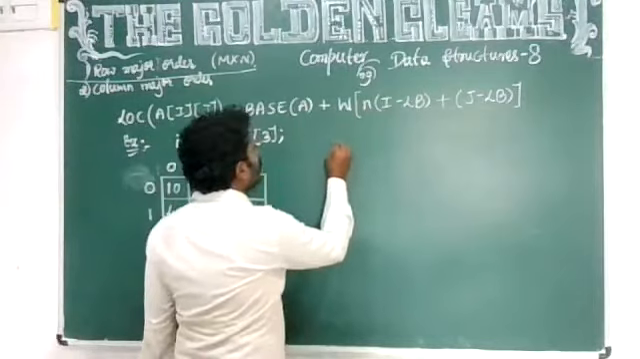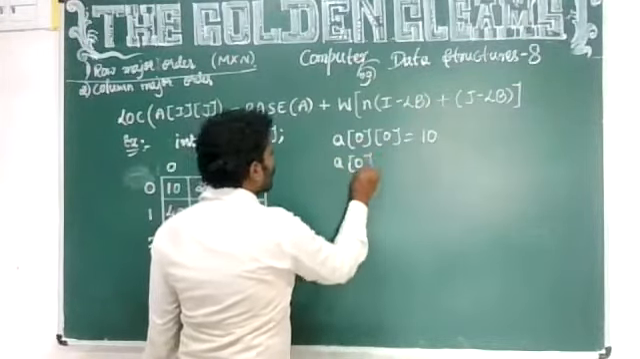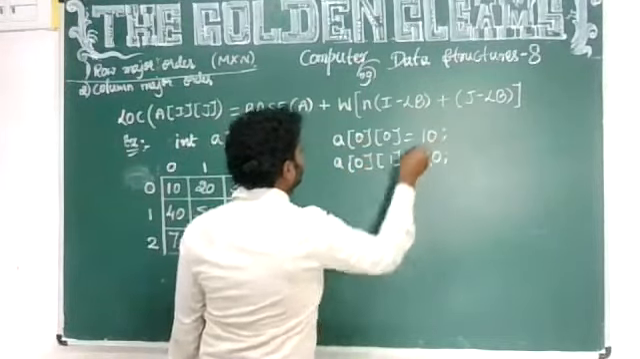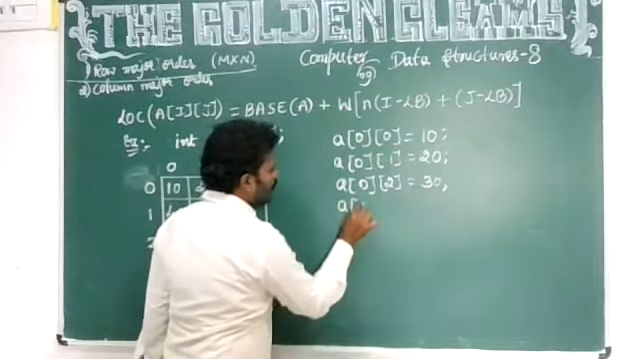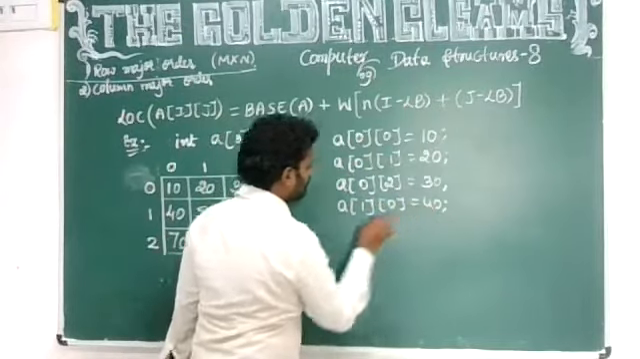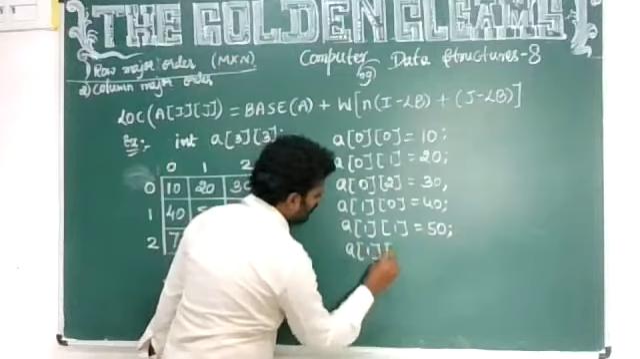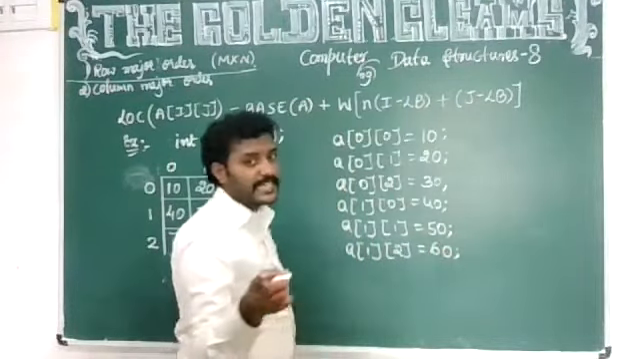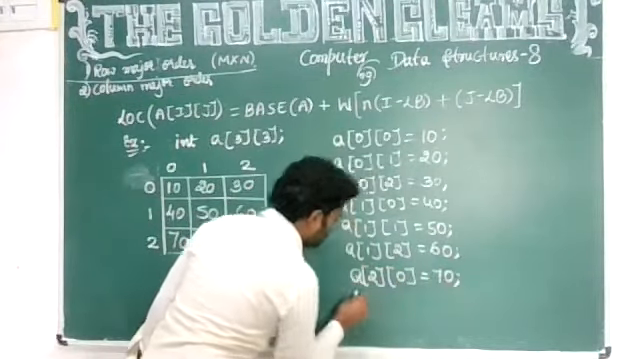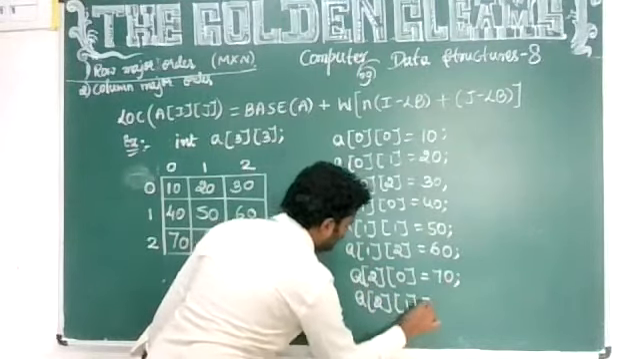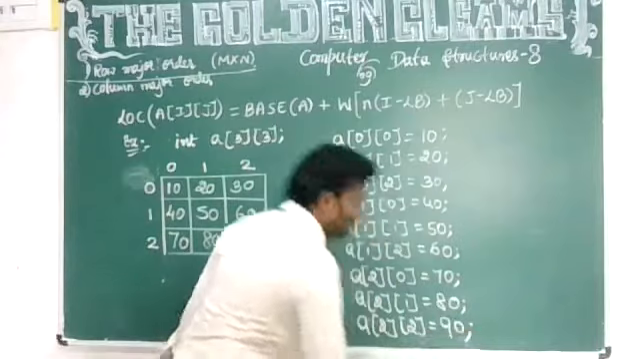See students, it is very simple. Let me show the row major order representation. 0 0 is 10. 0 1 is 20. 0 2 is 30. 1 0 is 40. 1 1 is 50. 1 2 is 60. Is everyone understanding? Observe here. 2 0 is 70. 2 1 is 80. 2 2 is 90. Did you get the idea, students?